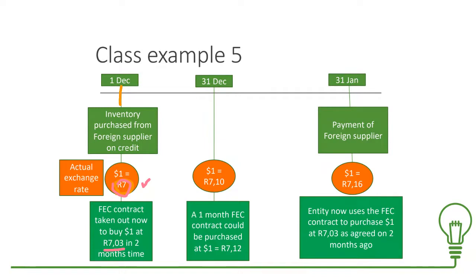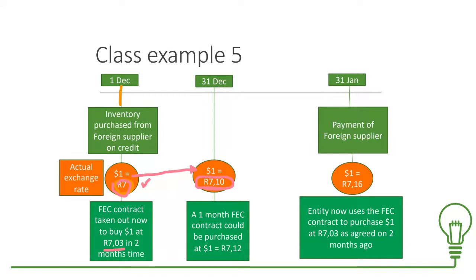And then we move on to year end, and now you guys are going to get ready in the chat. Have we made a gain or a loss on the creditor here? Think about it, because we got into the transaction when it was 7 Rand. Now the transaction is worth 7 Rand 10 cents. So are we owing more or less to the creditor? People are saying we've made a loss. That's correct. We are owing the creditor more, and therefore we've made a loss.